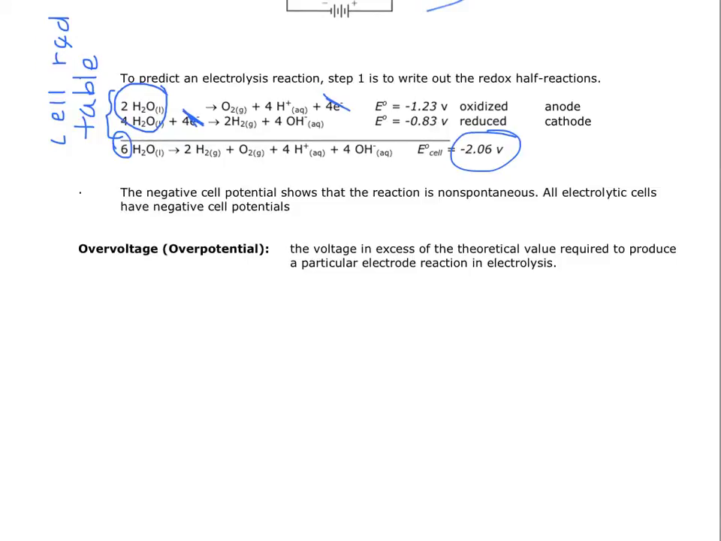Overvoltage or overpotential is the voltage in excess of the theoretical value required to produce a particular electrode reaction in electrolysis. For instance, in the electrolysis of water, one would require at least 2.06 volts in order for this to occur.